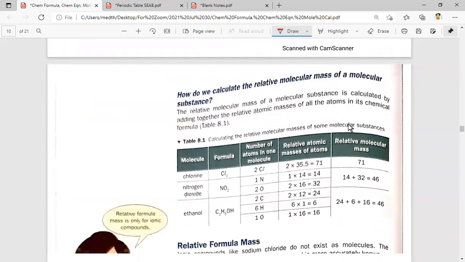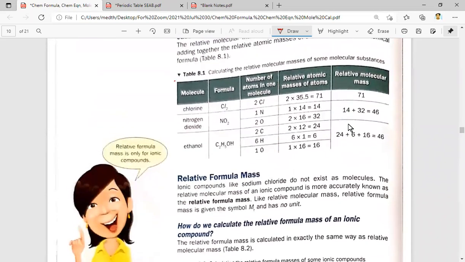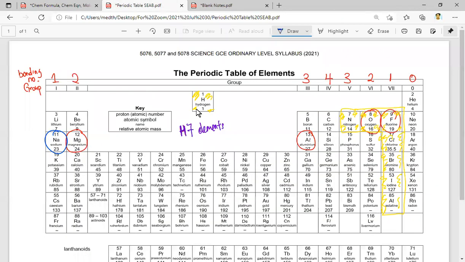So this is where the next part comes in. I want us to look at this table over here. How do I exactly calculate the relative mass? Ignore the words relative molecular, relative atomic mass and so on. So how to find the relative mass? First thing, chlorine, the formula is Cl2. Cl2 means that there are 2 chlorine atoms in one molecule. So how to find the relative mass? Because I have 2 chlorine, I take 2 multiplied by 35.5. Where did I get this 35.5? Go back to the periodic table.